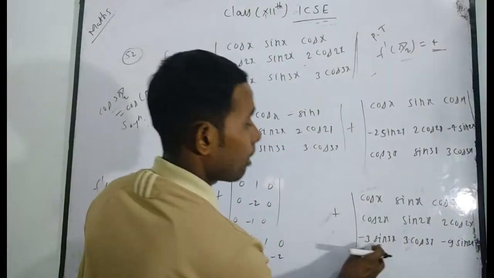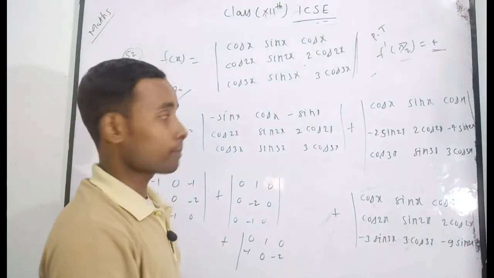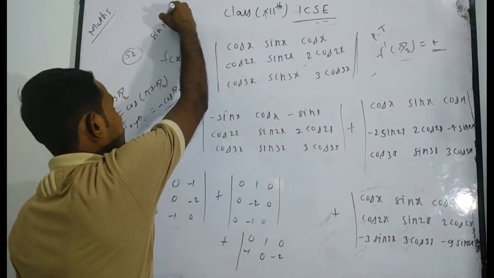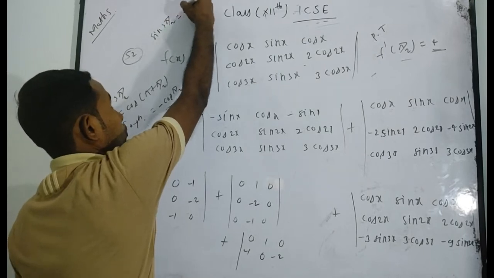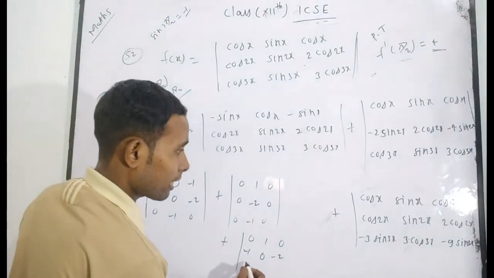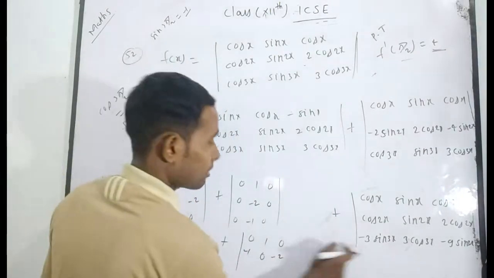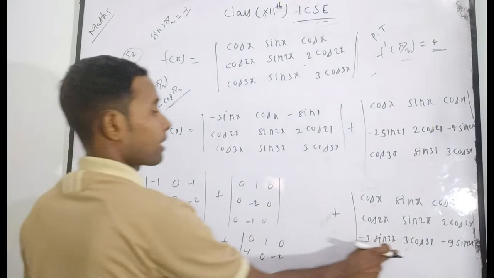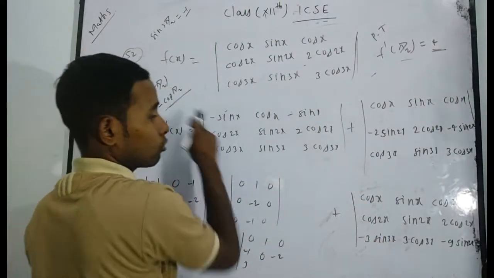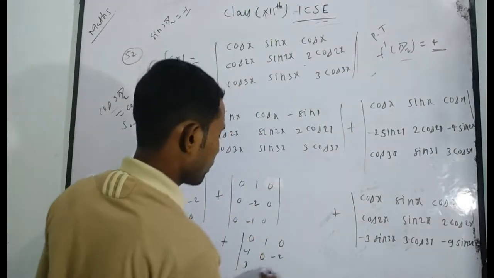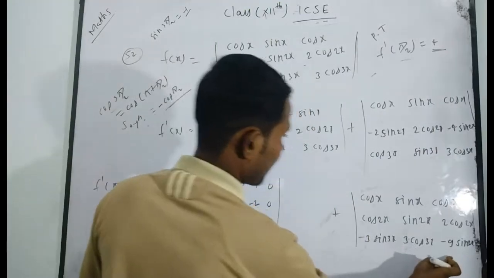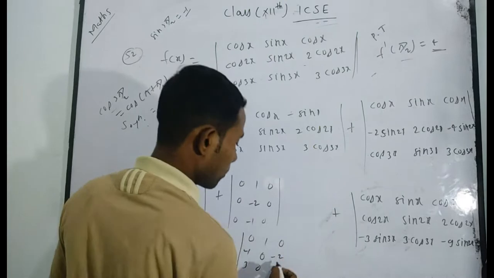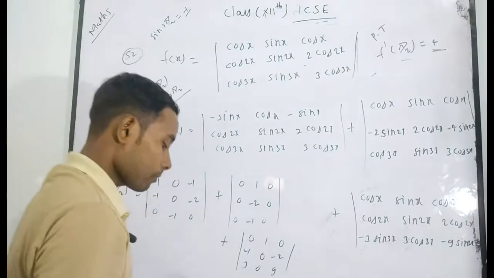Now this will be minus 3 into sin 3π/2. Sin 3π/2 will be minus 1, so minus 1 into minus 3 will be 3. And 3 cos 3x will definitely be 0, because cos 3π/2 is equal to 0. And this part will be minus 9 into minus 1, which will be 9.